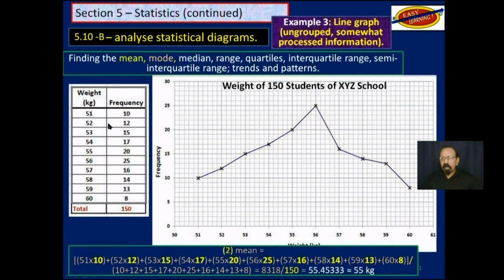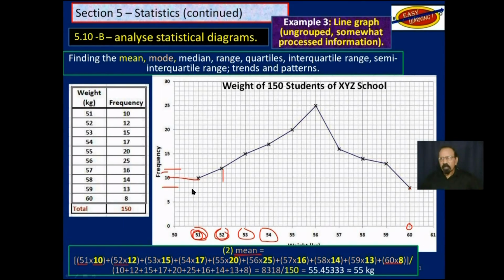Next, we look at mean. You have 10 at 51, so you multiply 51 by 10. And then you have 12 at 52, so you multiply 52 by 12, and so on until you reach down here where you have 8 at 60. Then multiply 60 by 8 to get the total weight. And then you divide that by the total frequency. So you add up all the frequencies here.